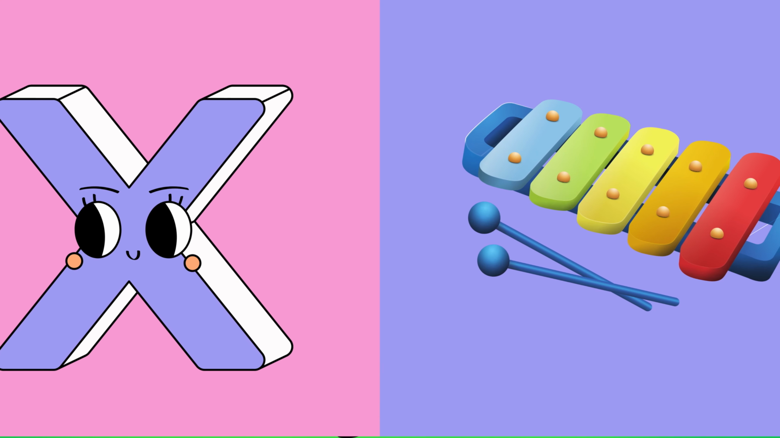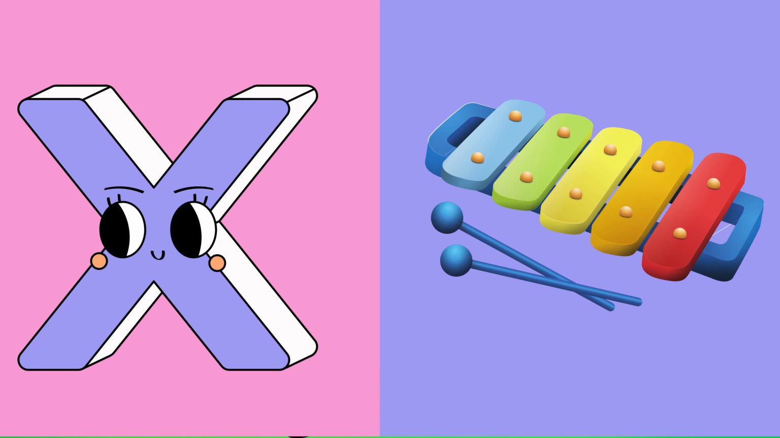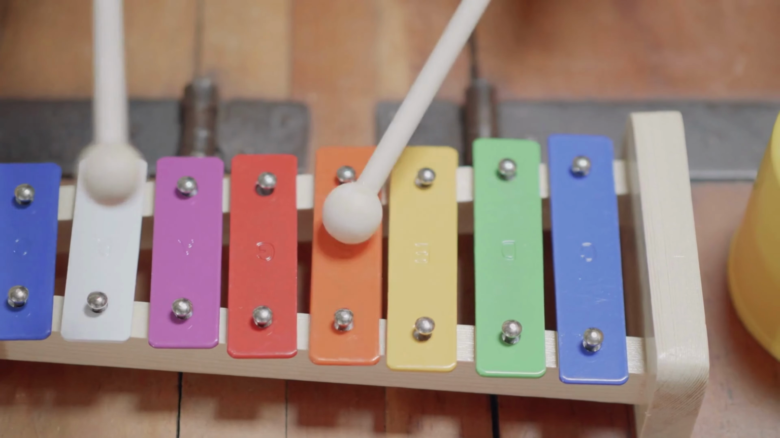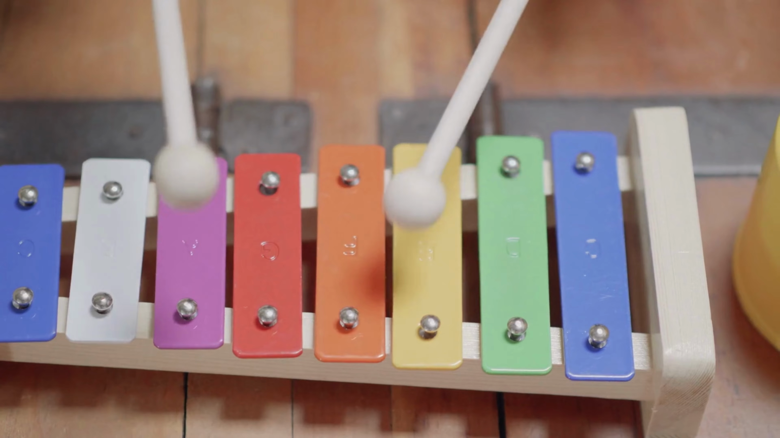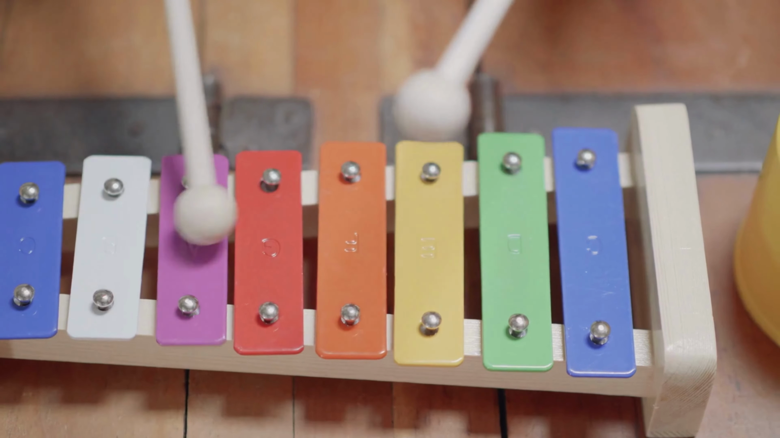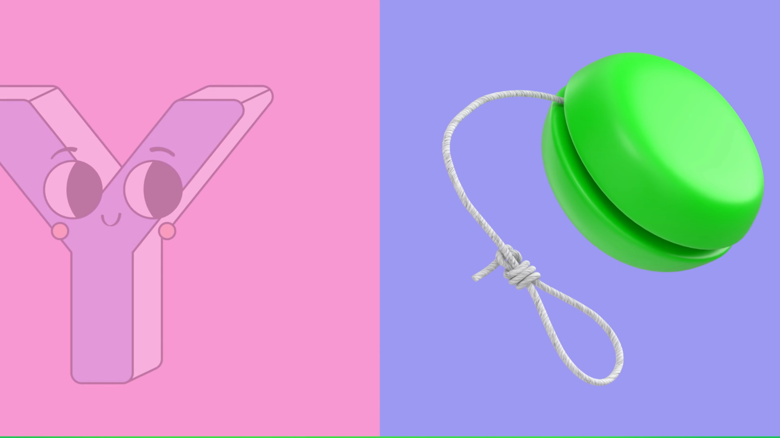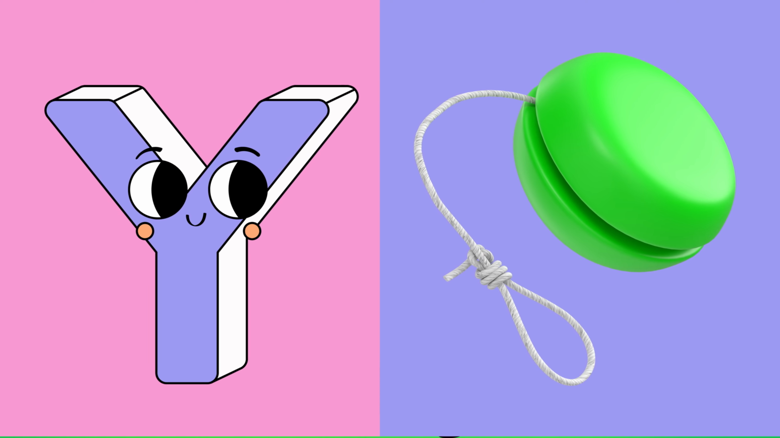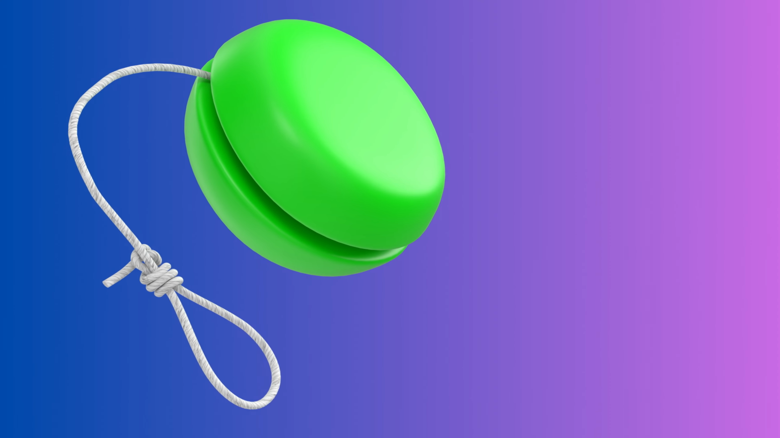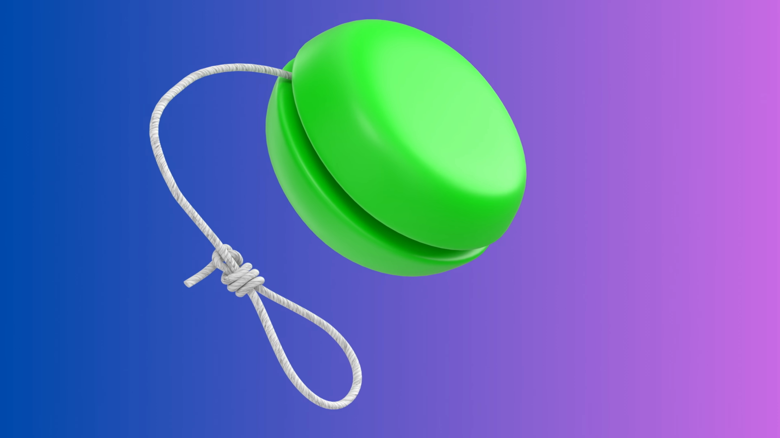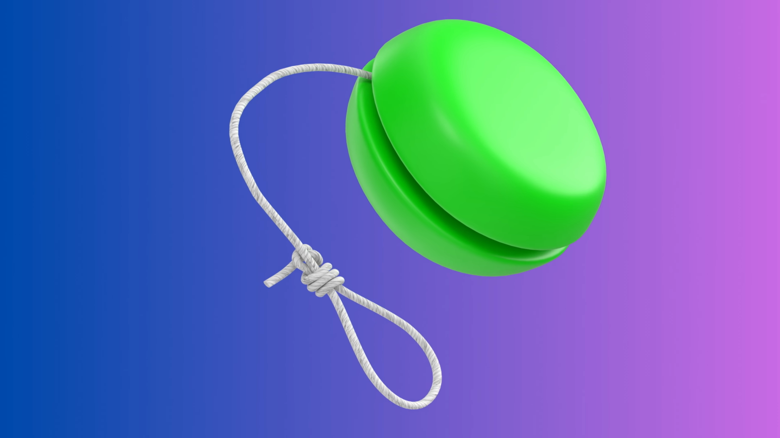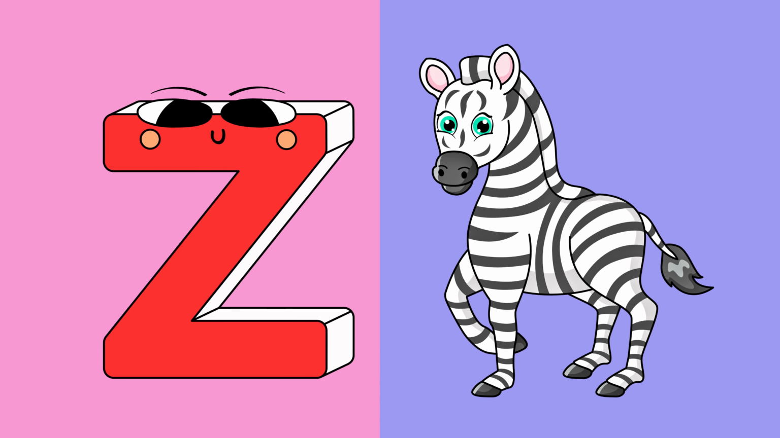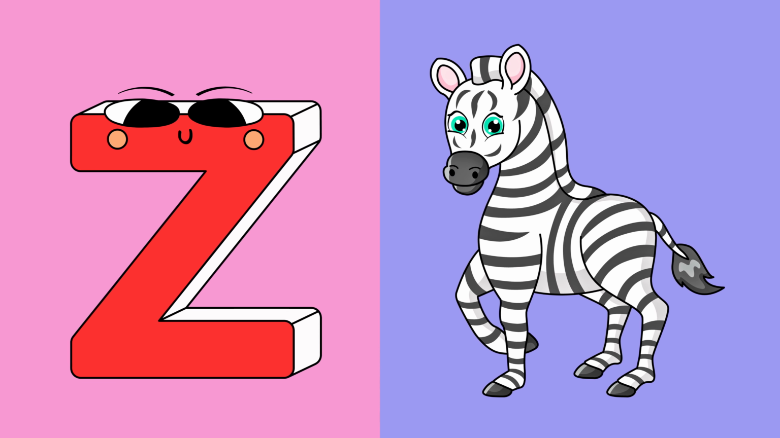Whale. X is for xylophone. X, x, x, xylophone. Y is for yo-yo. Y, y. Z is for zebra. Z, z, z, zebra.